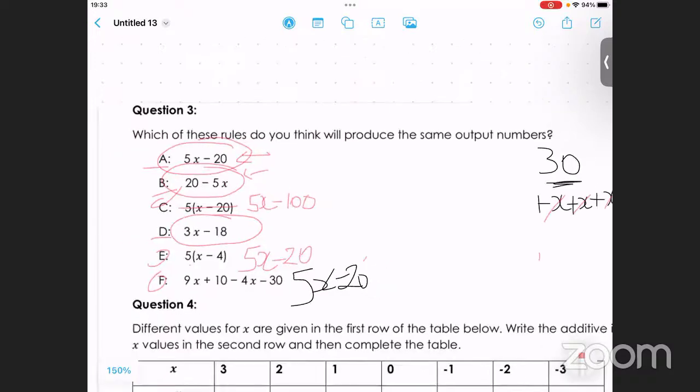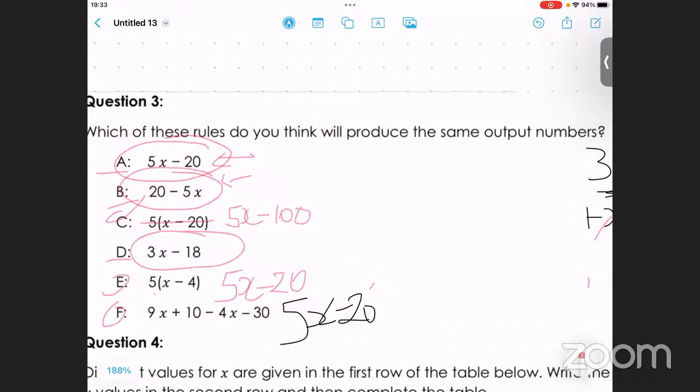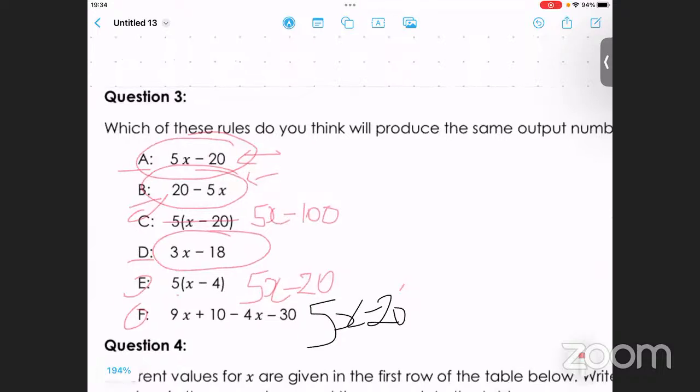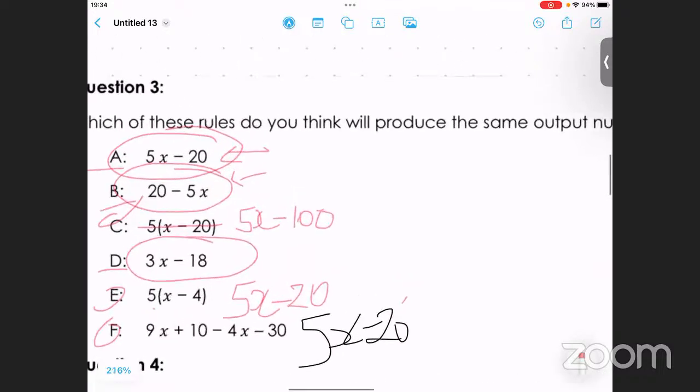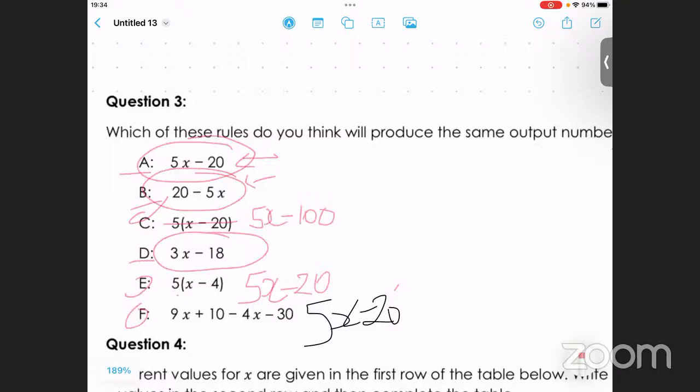Now, let's reflect on the question so we can answer it. They ask, which of these rules do you think will produce the same output numbers? Which ones look alike or are the same here? Which one do you think will be the correct answer for question 3?